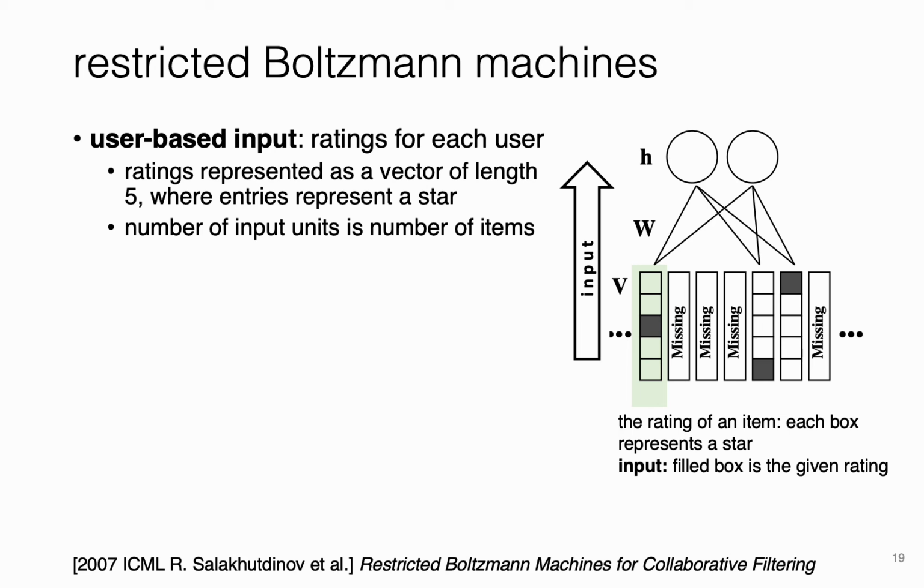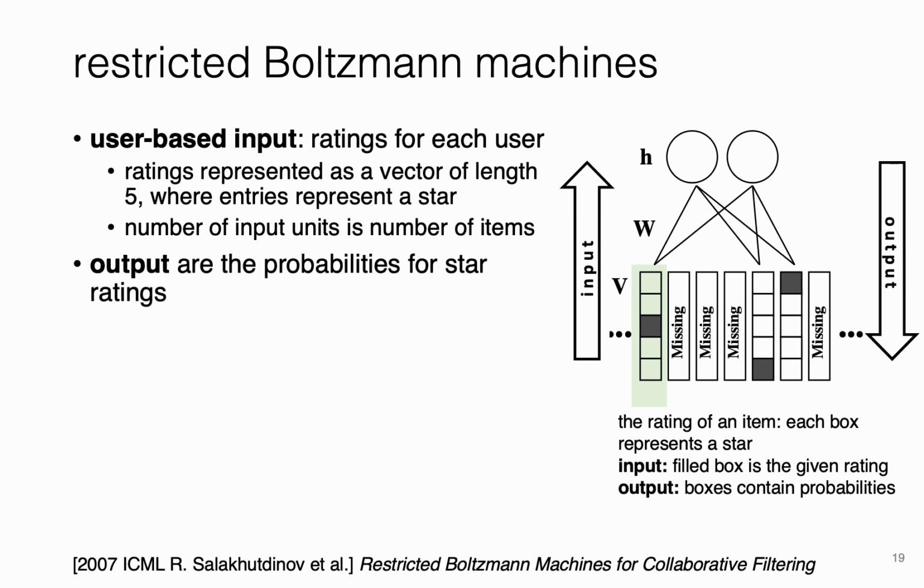So, the input is a sparse binary representation of the user's rating. This is then transformed into a dense binary representation in the hidden layer. In turn, that dense binary representation is converted into an output where the boxes now contain probabilities for star ratings. To make a prediction, these probabilities are sampled.